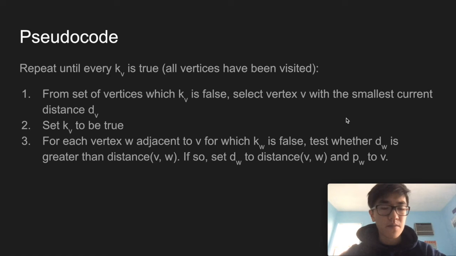So let's take a look at the pseudocode for Prim's. We'll want to repeat all these steps until all the vertices have been visited. The first step is that we'll want to select from a set of vertices that haven't been visited yet, and select a vertex v with the smallest current distance, d sub v. Then we'll want to set the visited flag for this vertex to be true. And for each vertex w adjacent to vertex v that has not yet been visited, we'll want to test whether the minimum distance d sub w is greater than the distance between v and w. If so, we'll want to set the minimum distance to the distance between v and w, and also set the preceding vertex of w as v.